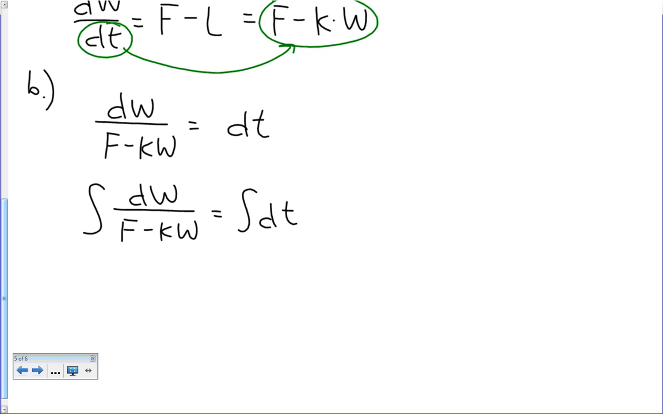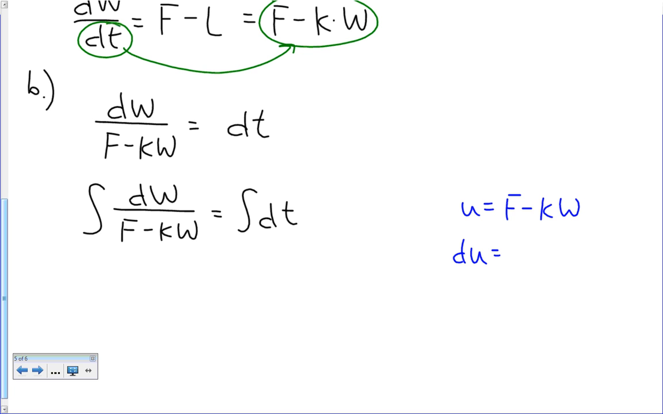Now the right side is the easy part. The left side is a little bit tricky, but it's really just dw divided by some linear function, so that looks a lot like our reciprocal function. In fact, doing a u substitution might help if we let u be the denominator. u is equal to f minus kw, and we take the derivative of that.